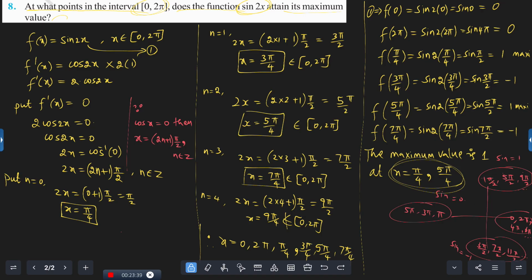This red color quadrant which I gave, you also mark that. Then only you will understand in future how you got sine 5 pi by 4 and all as 1, and how 7 pi by 4 gives minus 1. I hope you understand this. Is it okay? They will be asking this in the 3-mark question.